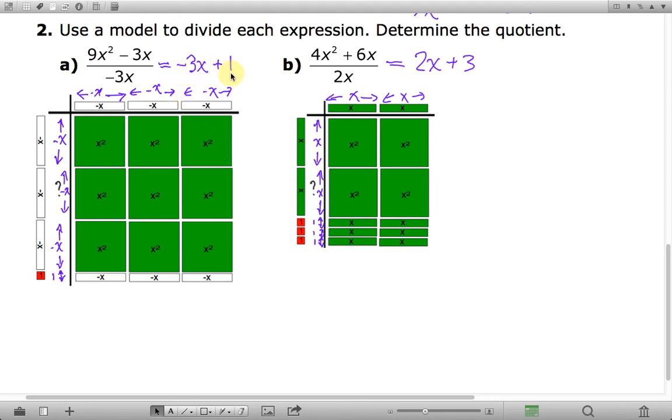we could have come up with this quotient just by doing 9x squared divided by negative 3x, and then also negative 3x divided by negative 3x. 9 divided by negative 3 is negative 3. X squared divided by x is x. So that takes care of the first term. Second term, negative 3 divided by negative 3 is positive 1, and x divided by x is 1. So there you go. The 4x squared divided by 2x would give you 2x, and the 6x divided by 2x would give you 3. So hopefully we can move beyond these diagrams now and just do it all symbolically.